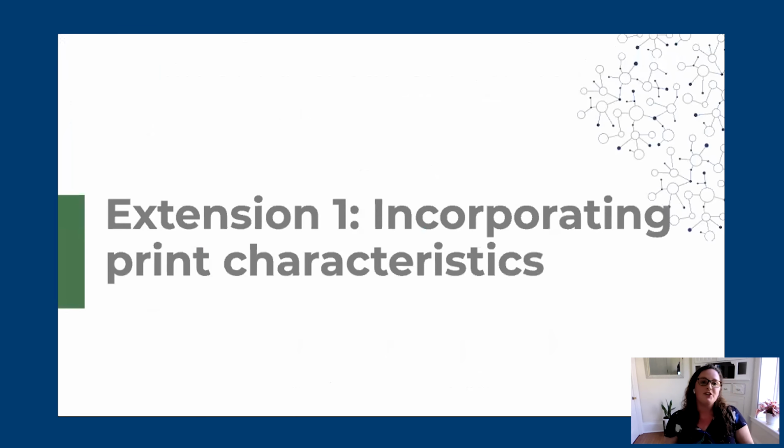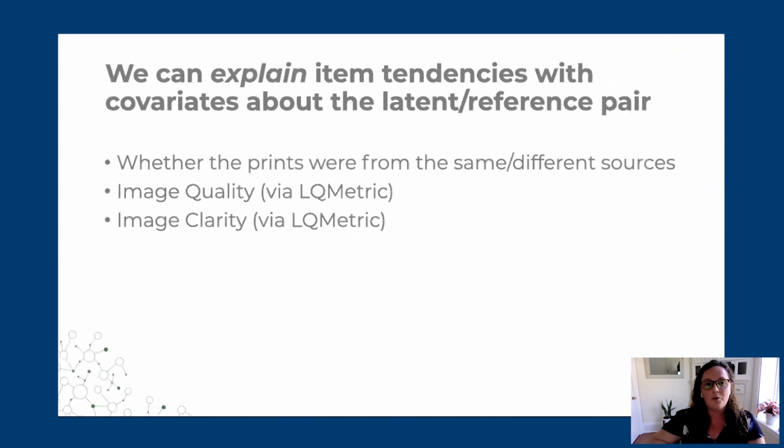And so I want to wrap up by talking about a couple of extensions that I've been working on. The first is incorporating print characteristics. One of the things I'm looking at is, can we explain item tendencies with covariates about the latent reference pair?